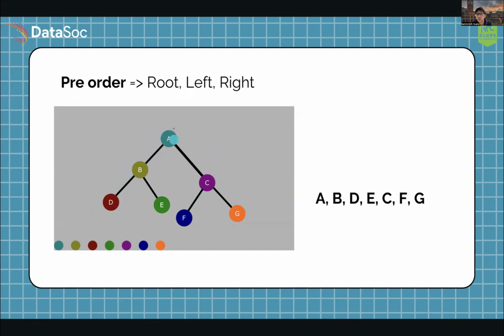Now you go back here, root has been printed, the left has been printed, the right's left. So again, you go here, root, left, right. So that's how you get C, F, and G.